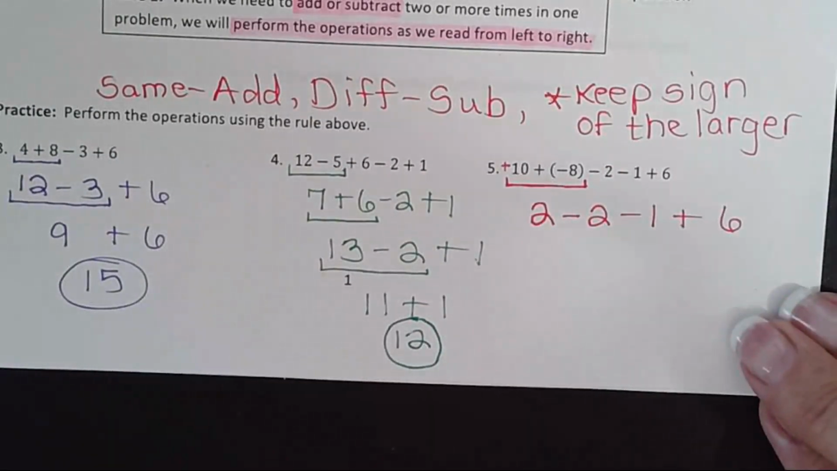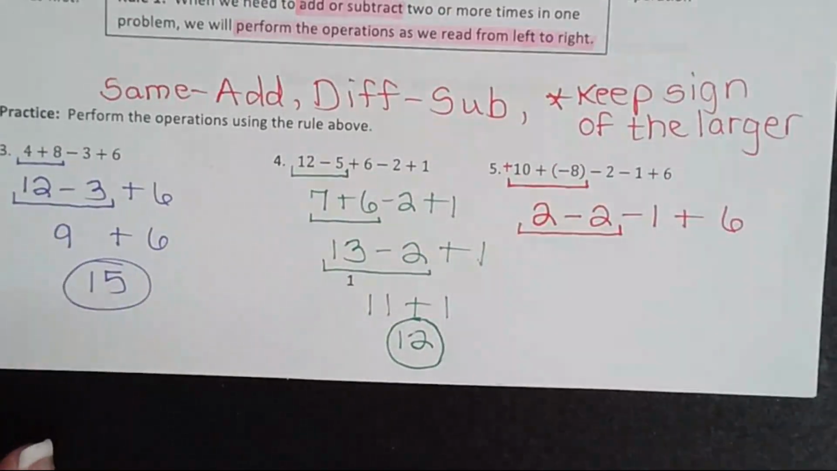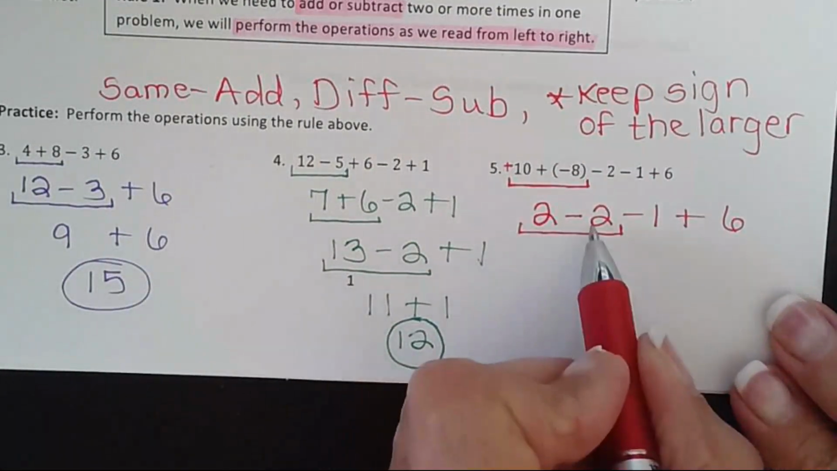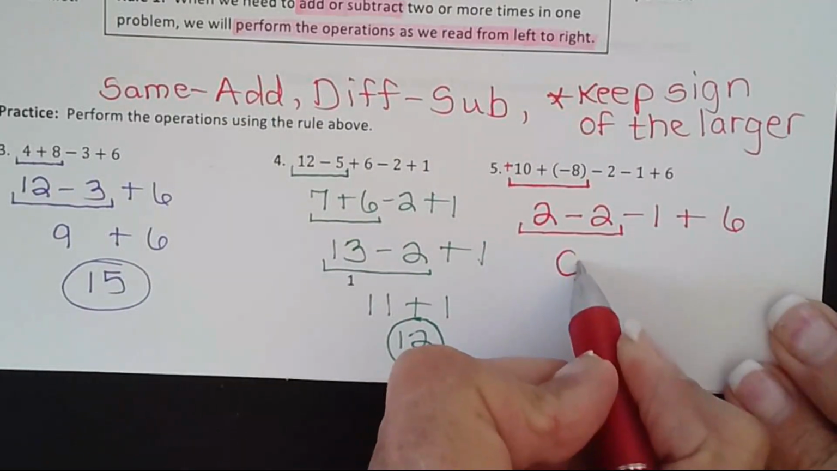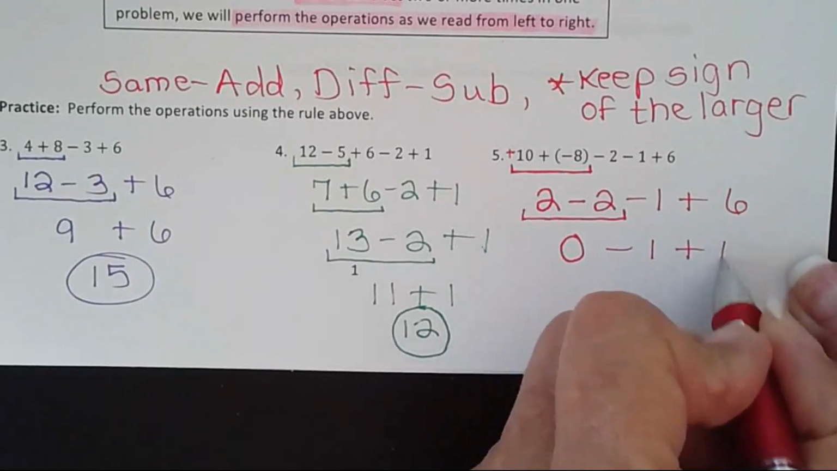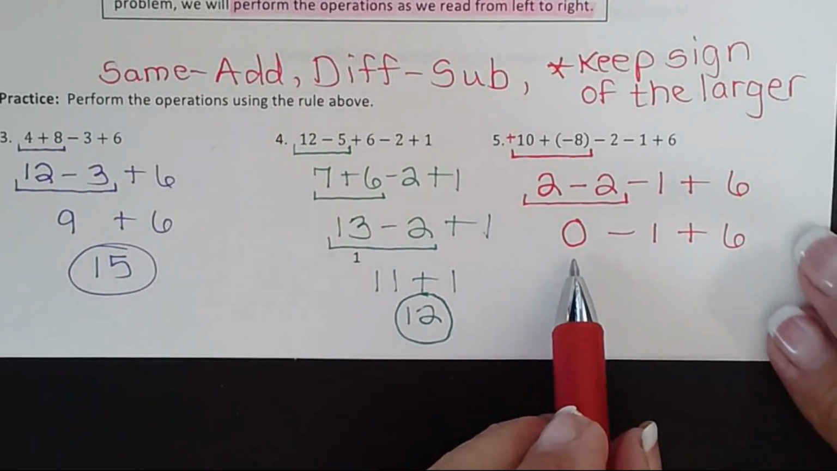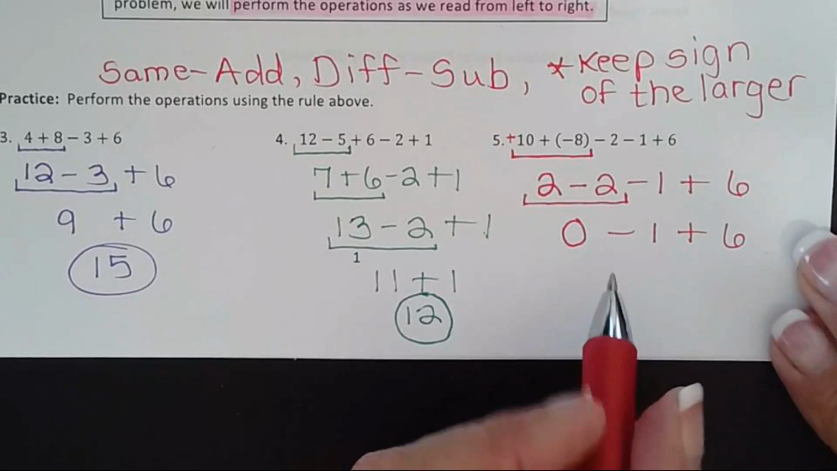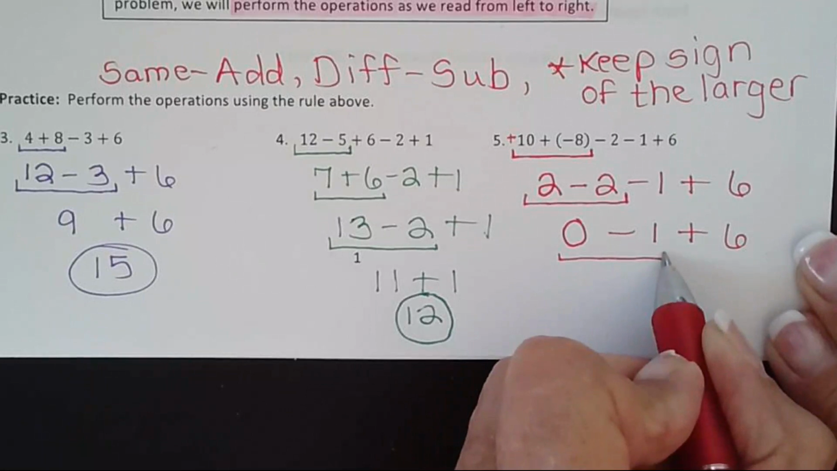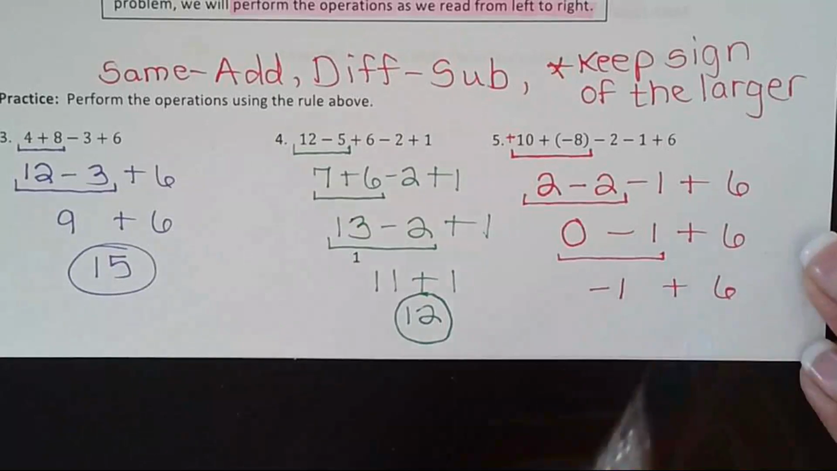And then going left to right, 2 minus 2. We learned in a previous section that when you add or subtract opposites, you get 0. If I have $2 and I go out and spend $2, I'm at 0. So now we have 0 minus 1 plus 6. If I have $0 in my bank account and I go out and spend $1 with my debit card, my new account balance is now -1. And -1 plus 6 will then be our last line.